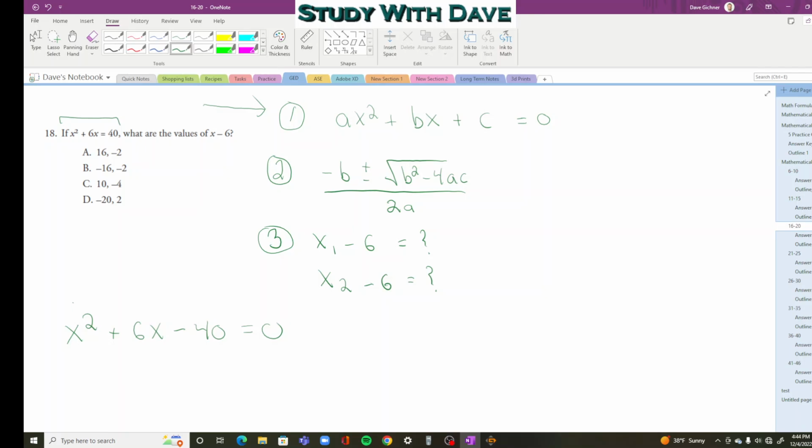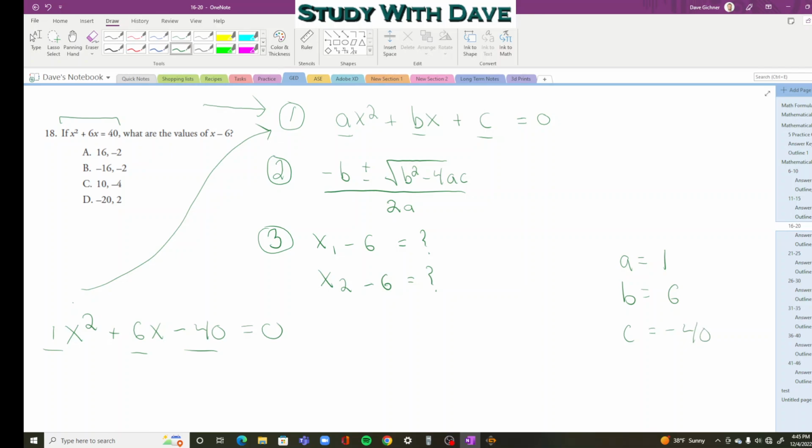All right? And when we get into this equation, we can see if we match this one to this one, we've got a right here, which is 1. We've got b right here, which is 6. And then we've got the constant c, which is negative 40. And as you can see, they all match up. So a equals 1, b equals 6, c equals negative 40.